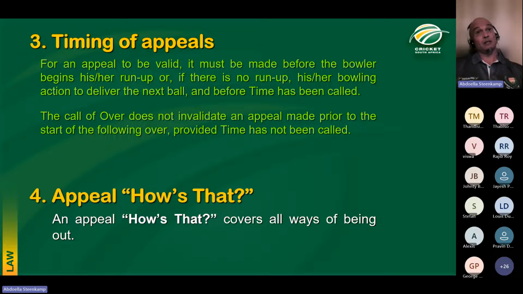That is an appeal. You're not going to throw the book at the player and say, yeah, but the law says you must say, how is that? You'll accept that yeah as an appeal. And the appeal covers all methods. They don't have to specify what they're appealing. They don't need to say, how's that umpire for LBW or how's that umpire for caught behind. An appeal is an appeal.